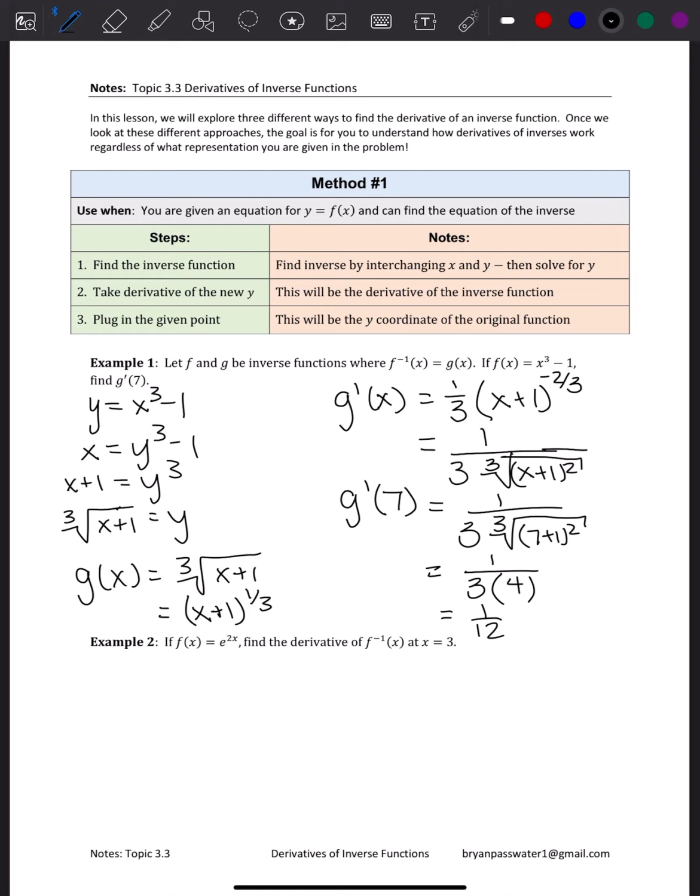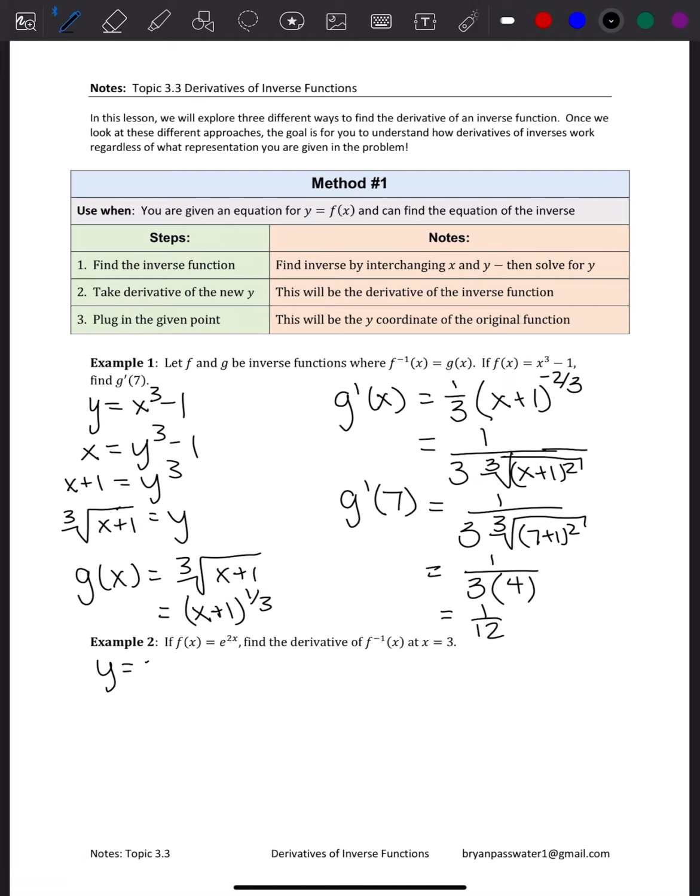takes a while to do this, and because we're keeping the AP test in mind, speed is always a factor. So some of these other methods might be able to work for things that we have, but sometimes they don't. So this one is like, if we can find the inverse, we are good to go. Okay, so if f of x is equal to e to the 2x, find the derivative of f inverse of x at 3. So the first thing we're going to do is find the inverse of this equation.